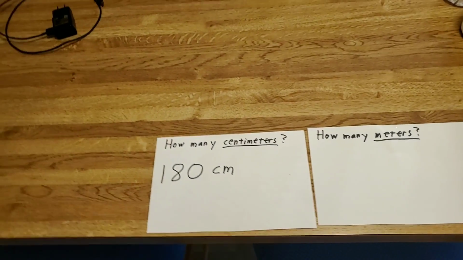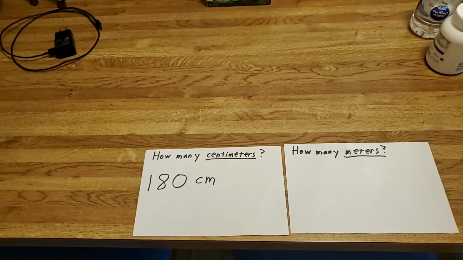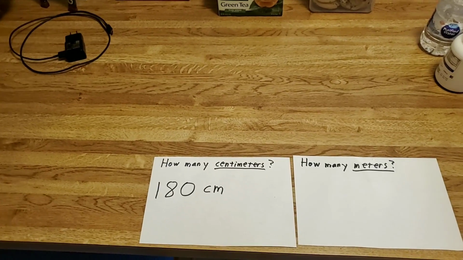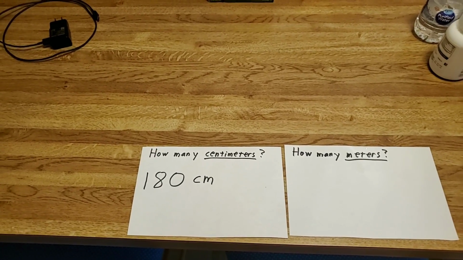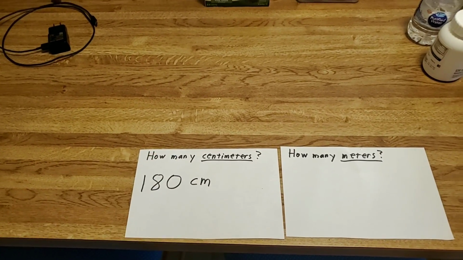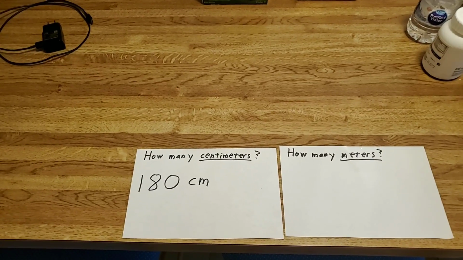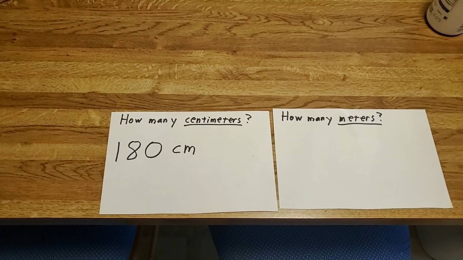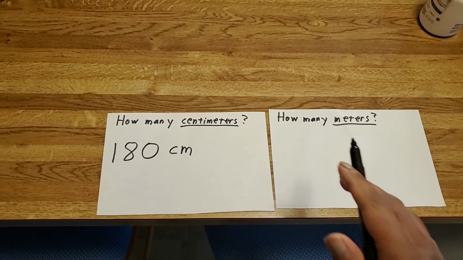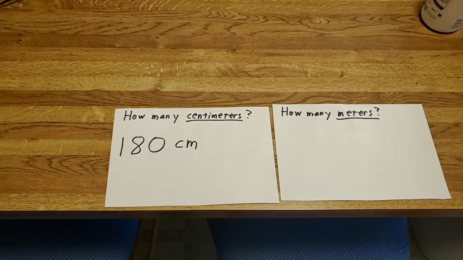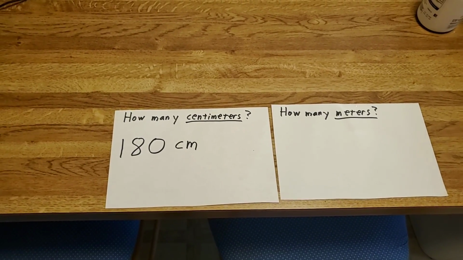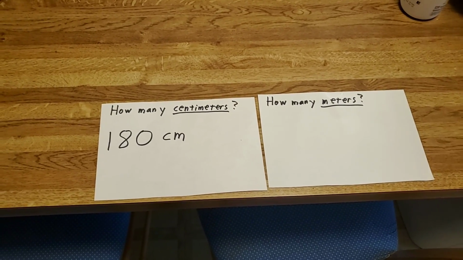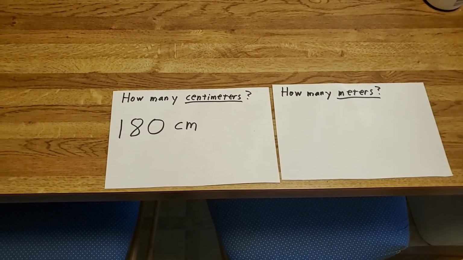Now, there's 2 ways I could do it. I could measure it with a meter stick, but I don't have a meter stick. So we are going to use our math and our brains. We're going to take 180 centimeters and turn it into meters. You're probably going to figure out how we're going to do that. We don't have a metric stick. I want everybody to think about it.